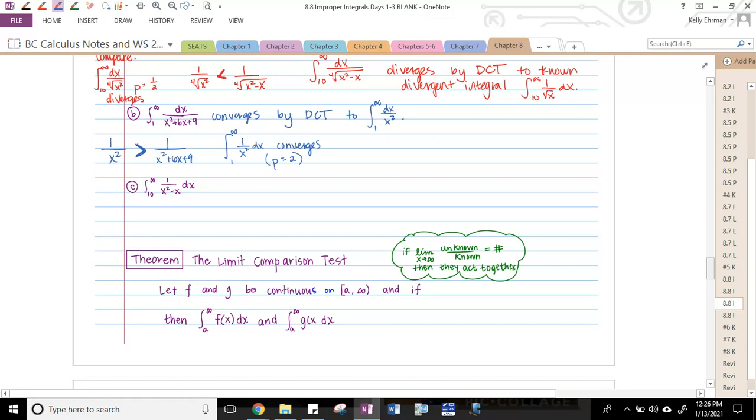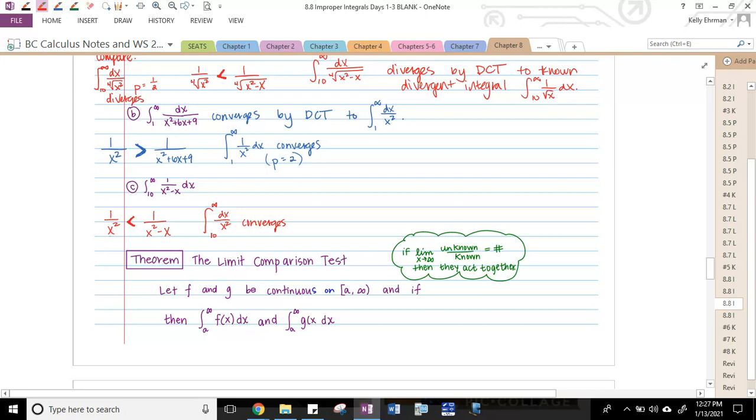So I see 1 over x squared minus x. We're pretty much always trying to compare to a p integral. So I should compare it to 1 over x squared. 1 over x squared compared to 1 over x squared minus x. Now in this case, the smaller denominator is on the right. That means that the bigger fraction is on the right. So I know that the integral from 1 to infinity of dx over x squared, I know that converges.